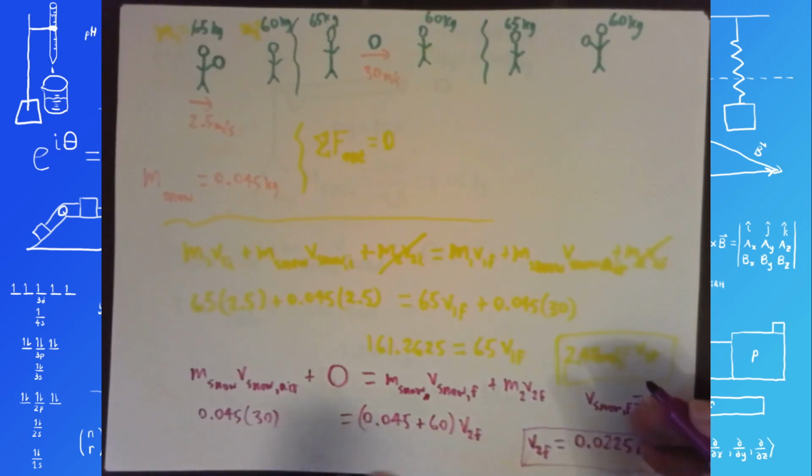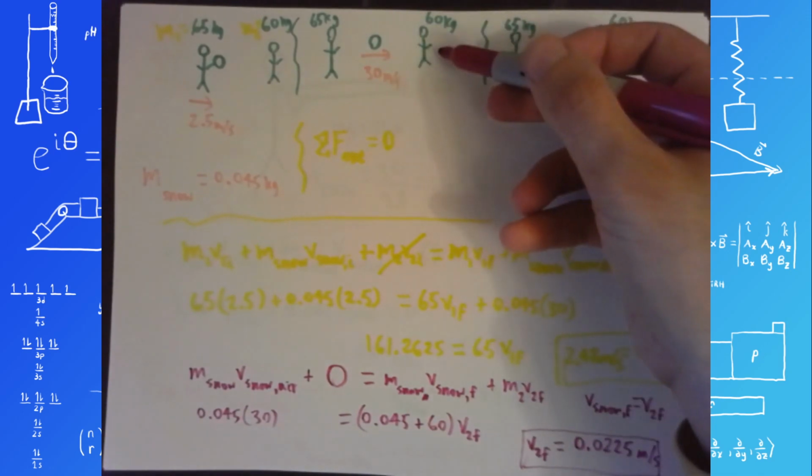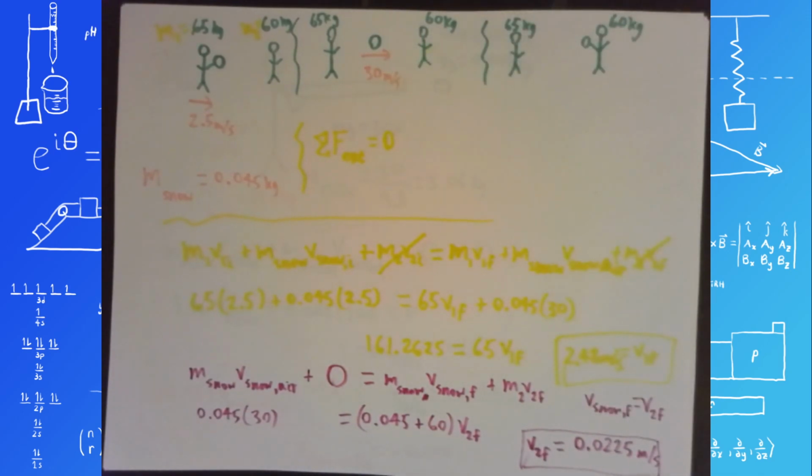If you started with a snowball whose momentum was to the right plus a person whose momentum was 0, then your total momentum was to the right before the collision. It better still be to the right after the collision. The direction of the total momentum has to be the same before and after. And there we go. So that's pretty much it.